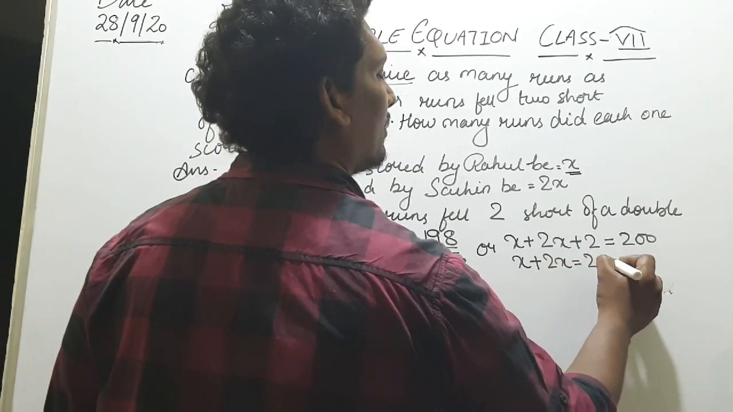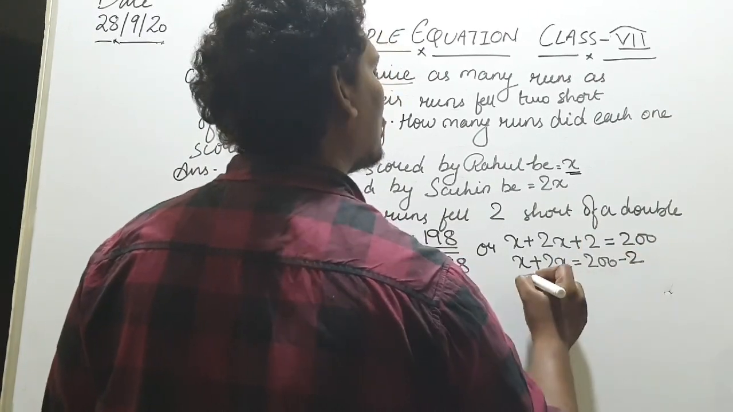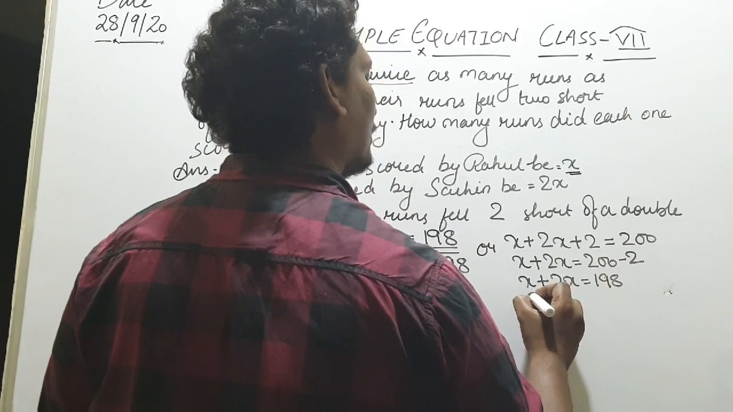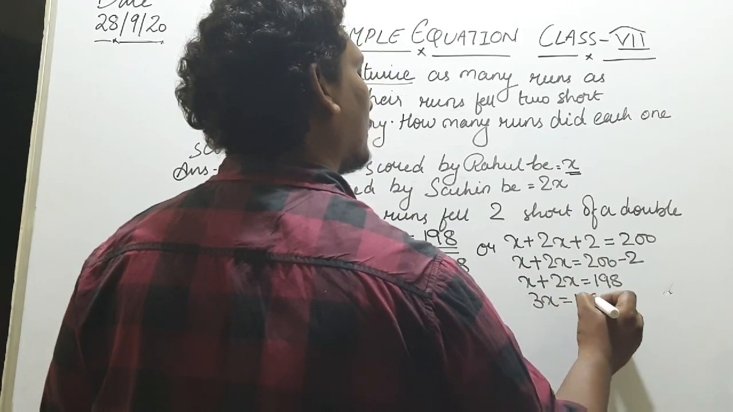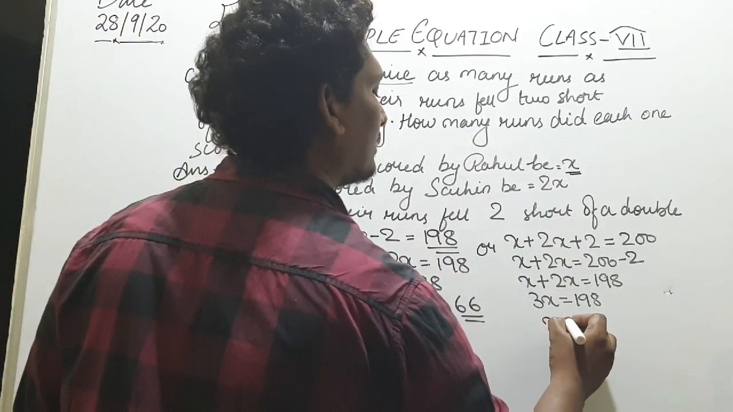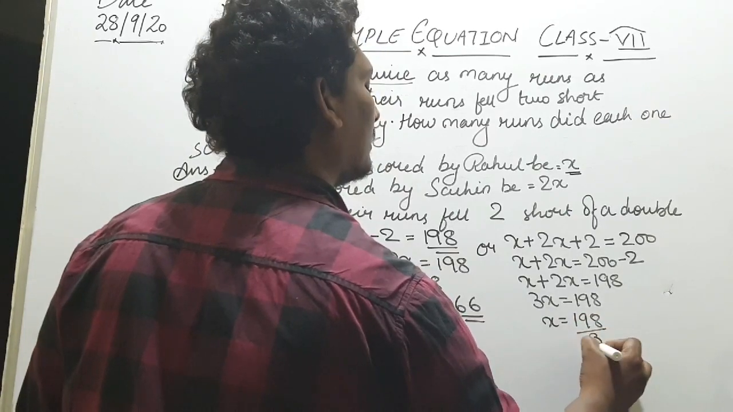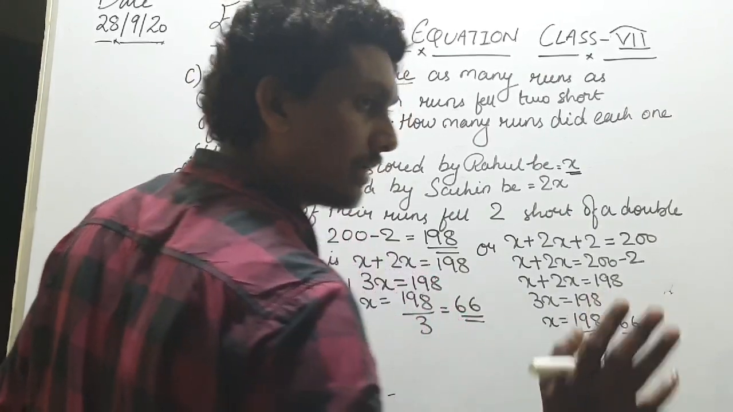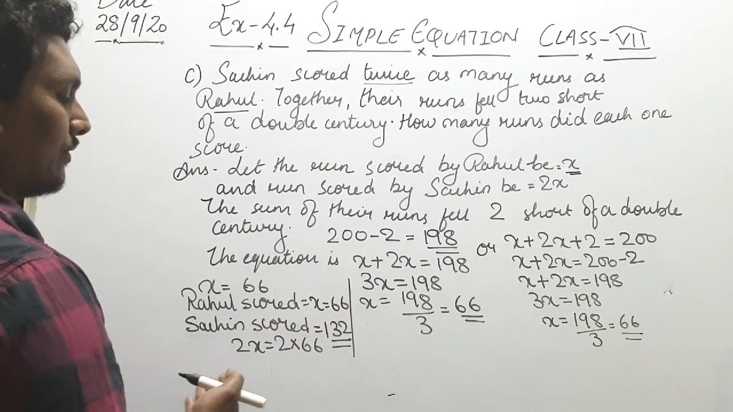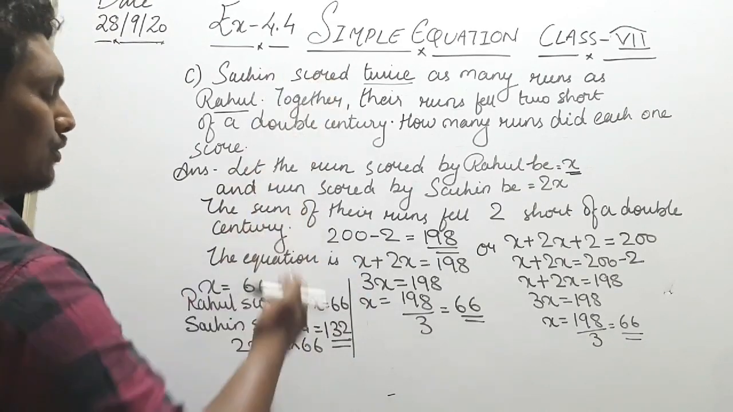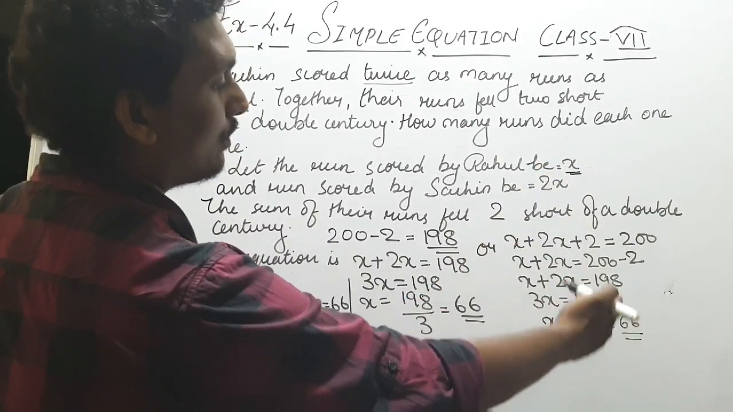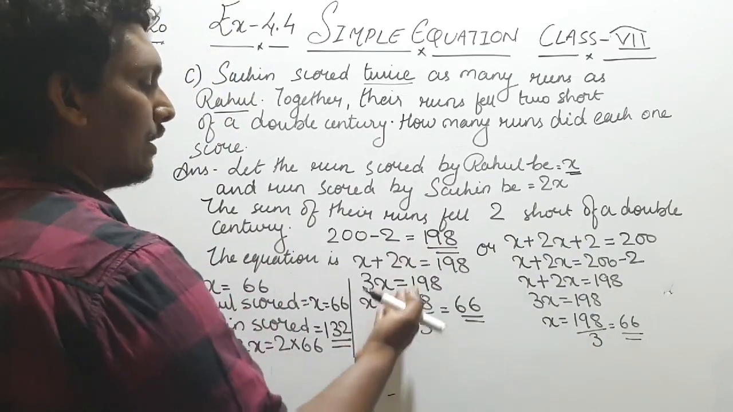Okay, so if you go for this method, what you have to do is x plus 2x plus 2 is equal to 200. This 2 you have to shift here, minus 2, so the same thing will come. Here I have done it directly, here we have elaborated. So x is equal to 198 by 3, you will get 66. You will get the same answer, right? So Rahul's score is 66 runs and Sachin's score, that is 2x, is 132 runs. If you want to go for this one, you can go for this one, or if you want to do it directly, you can do this.